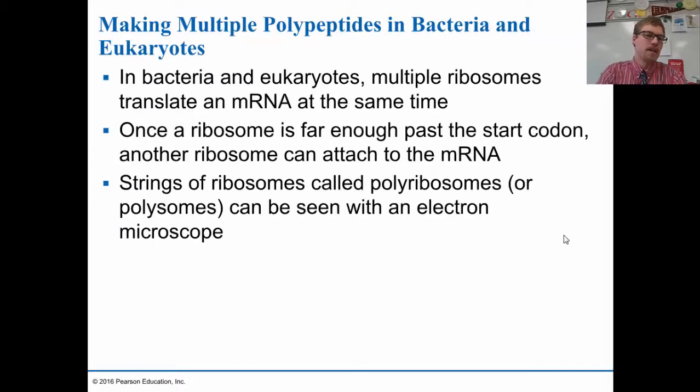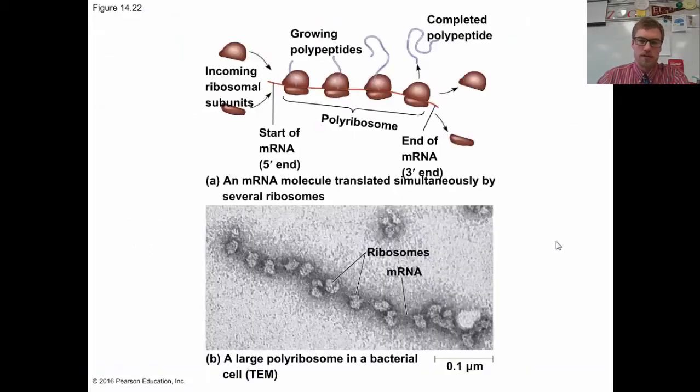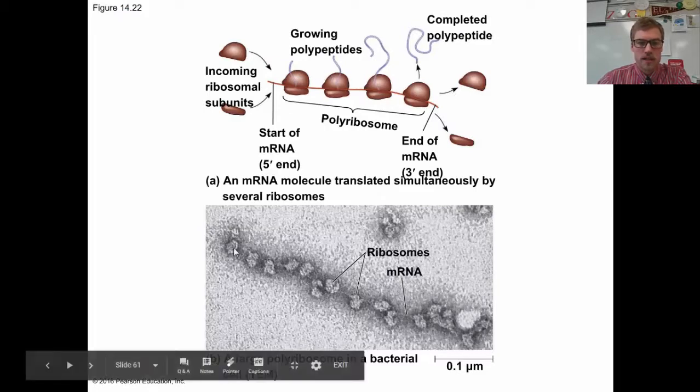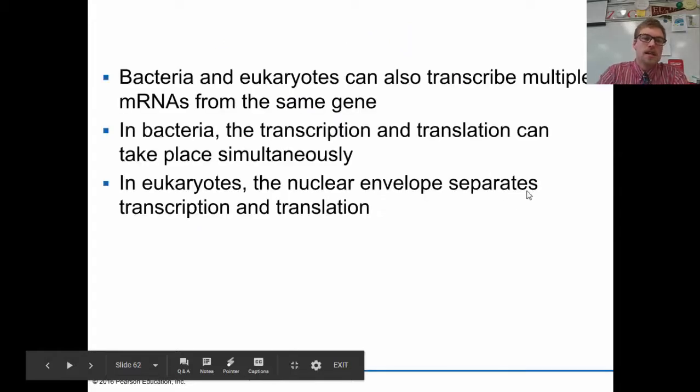Now, in bacteria and eukaryotes, multiple ribosomes can translate a single mRNA at one time. Once a ribosome is far enough past the start codon, another ribosome can attach, and strings of ribosomes are sometimes called polyribosomes. You can kind of see that process here. You've got a piece of mRNA, and then you've got all these ribosomes that are being attached. Here is an example of an mRNA with some ribosomes attached in a bacterial cell.